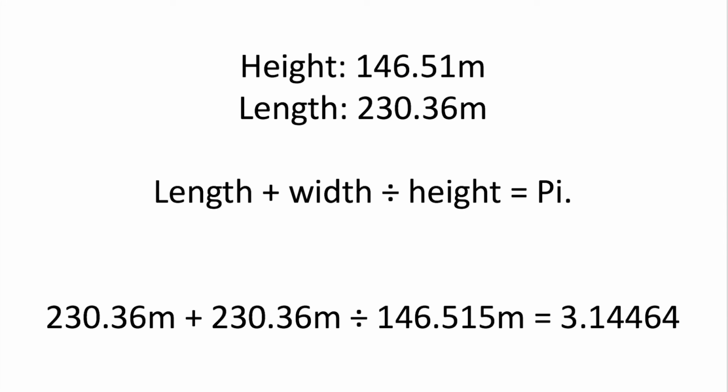So 230.36 metres plus 230.36 metres divided by 146.51 metres equals 3.14464. That number is 99.903% of the real number of pi. Pi is now used in modern day geometry.